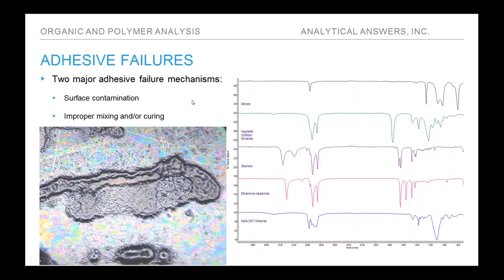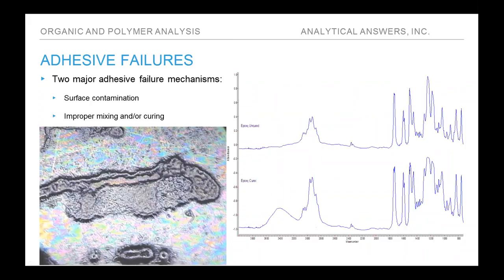So surface contamination is the major failure mechanism, but we also can examine and determine whether our adhesive was properly mixed and/or properly cured. One very common general class of adhesives is epoxies. Epoxies do show some very general patterns that look fairly common, but they do have some distinct bands that can be used to characterize the cure or cure state.